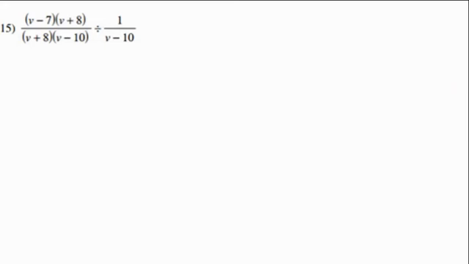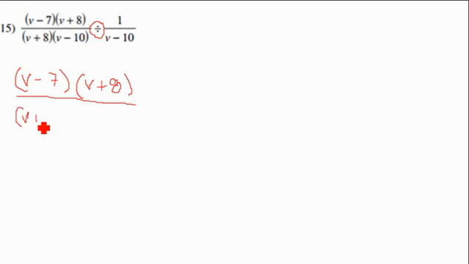And now I'm going to show you how to divide. So you might be tempted to just multiply this, but this is actually a division problem. So division is one more step than multiplication, so I chose to show you this problem real quick for multiplying and dividing rational expressions. So first we need to change this sign. Well, first we got to bring this down. V minus 7 times v plus 8 over v plus 8 times v minus 10.